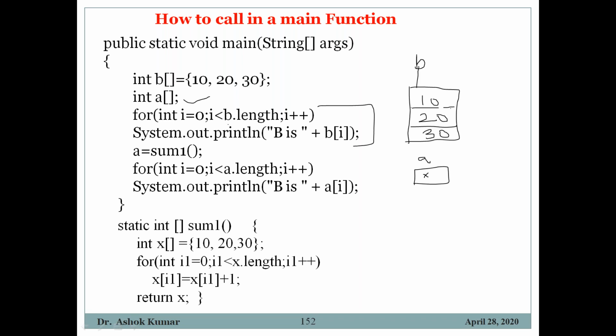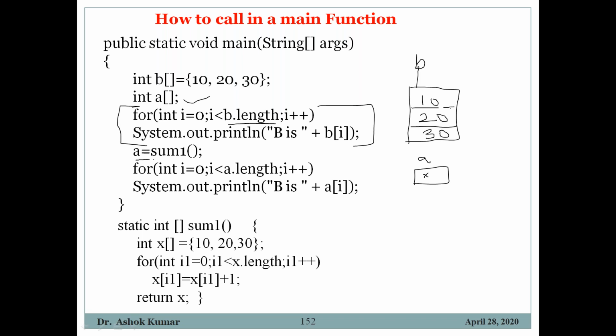The important point to note here is we are using one attribute, length. If you use this attribute with any array name, it will give you the length of the array. So b dot length, because the size of b is 3, will return 3. The rest of the loop is basically iterating through every element and printing every element. So you will get these values: B is 10, B is 20, B is 30, right?